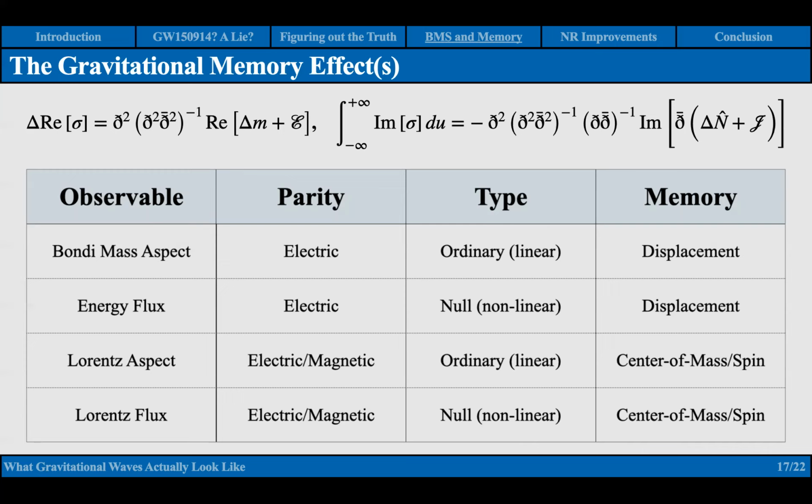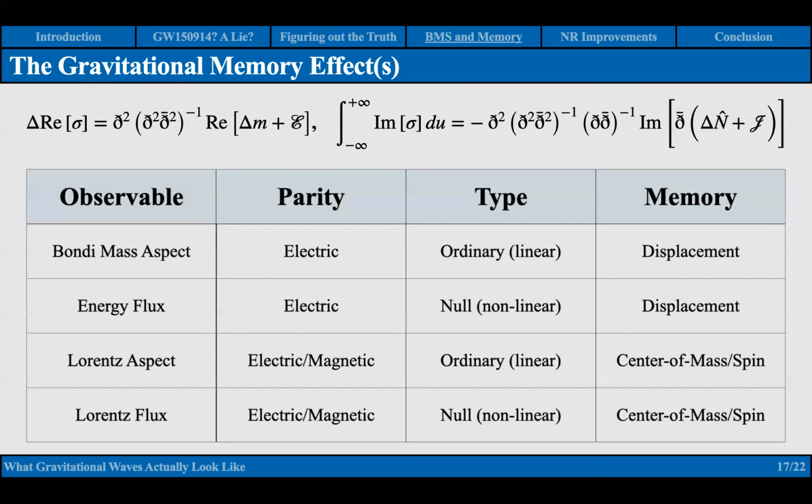And there are essentially two ways this can arise. One is from this energy flux, which is that PN calculation we did. The other way is from a change in your Bondi mass aspect. People actually discovered this memory first. They called it linear; the more modern nomenclature is ordinary. Then some other people found this other type, which they called nonlinear or Christodoulou, but the more modern terminology is null.